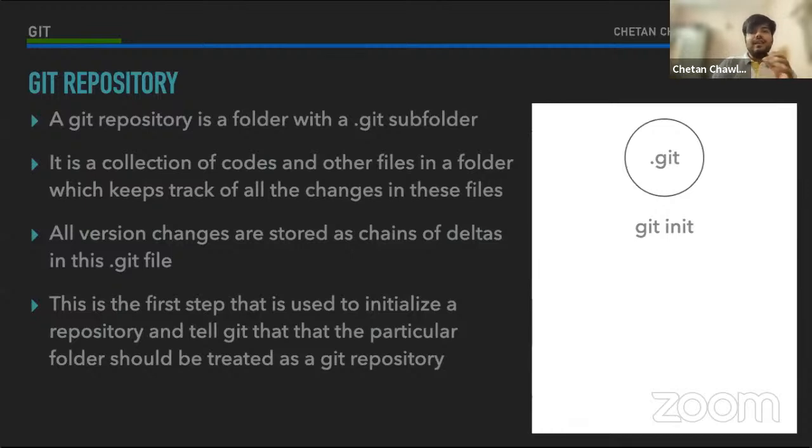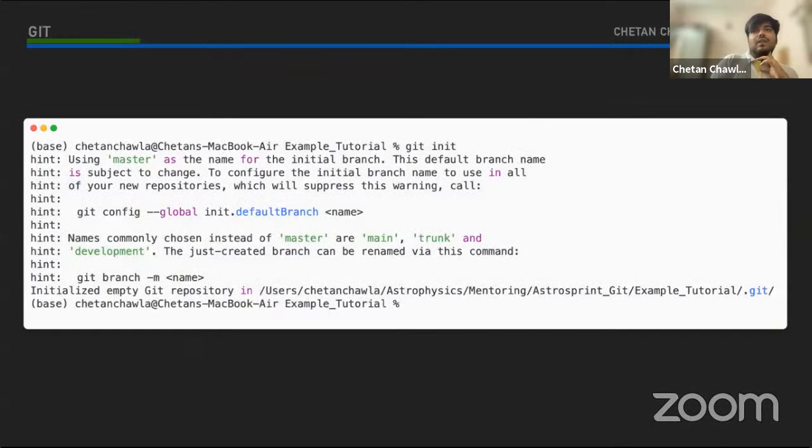So the first part is taking a folder and doing a git init that initializes that folder as a repository, and that creates a .git subfolder in it. Whenever I do this, on the right you can see I have symbolized a .git subfolder. This is an example of what's happening: I have made a new folder called example tutorial. This is just a screenshot from my terminal, and I have run git init in it. Then there are a lot of hints that it's giving. This is just for the terminology and so on.